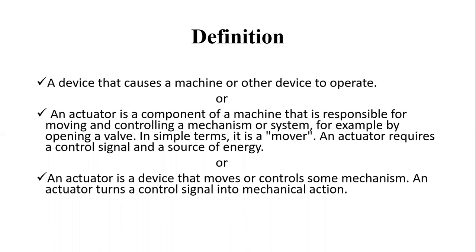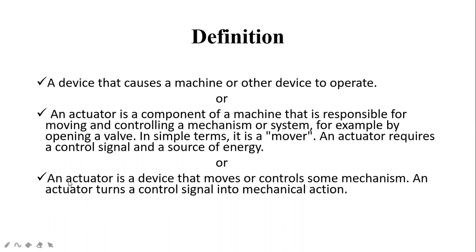First one you can see, as I have already told, a device that causes a machine or other device to operate. An actuator is a component of a machine that is responsible for moving, controlling the mechanism or system. For example, opening a valve. In simple terms, it is a mover. An actuator requires a control signal and a source of energy. I have already told you that your actuator is a doer. So in the case of valve, it is your mover.